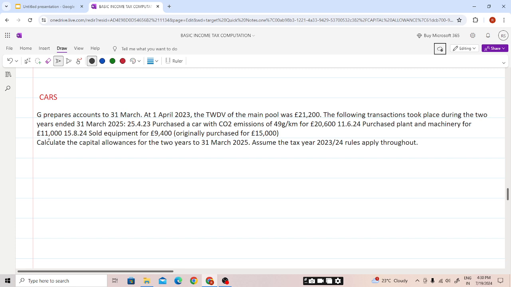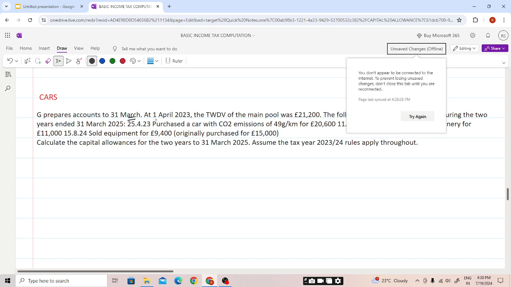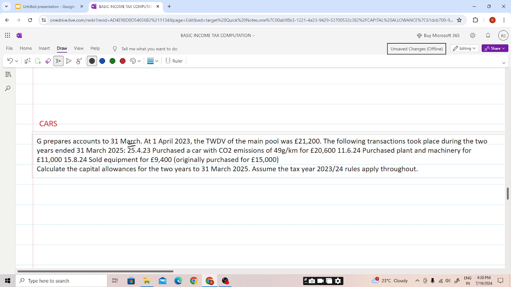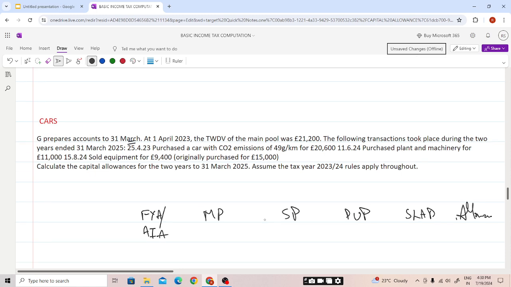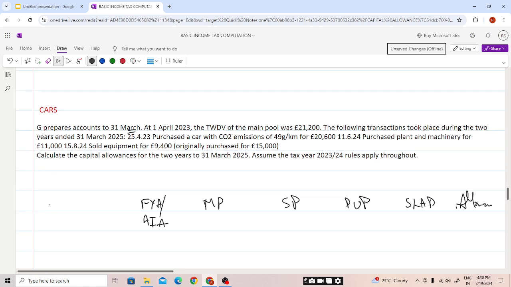G prepares accounts to 31st March. At 1st April 2023, the tax written down value. So we need to prepare the format: FIA, AIA, main pool, special pool, private use pool, short life asset pool, and allowances. It will be for the year ended 31st March 24.